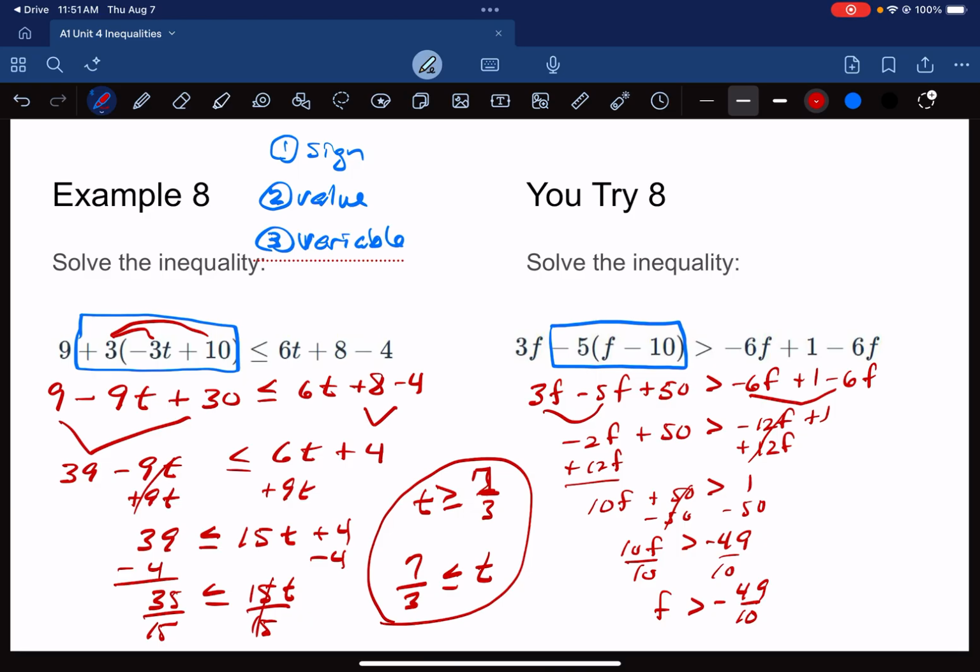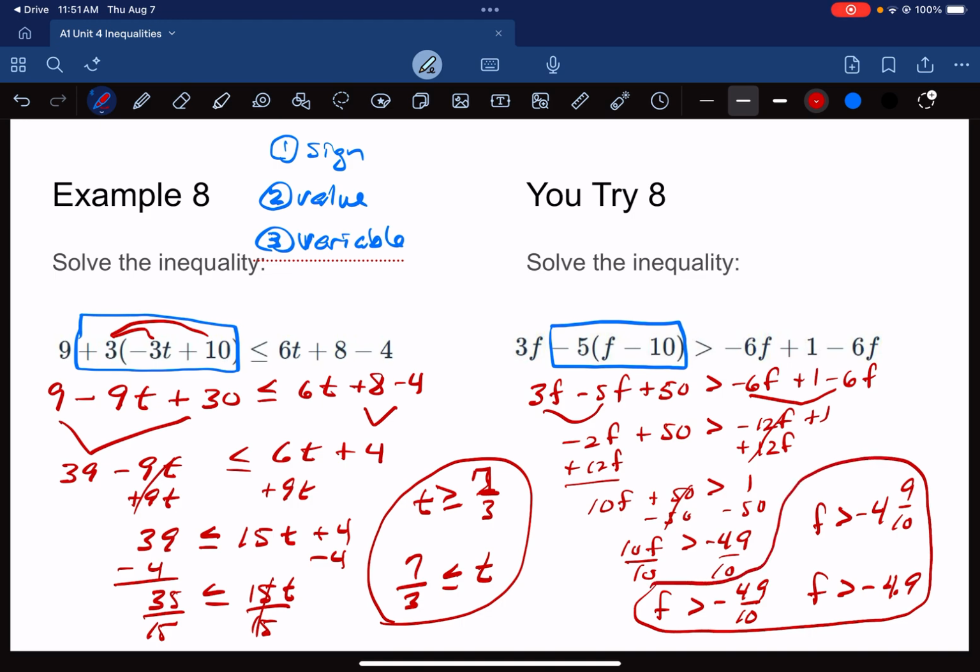If you wanted to switch that to a decimal, you could. That comes out nice. It's negative 4.9 if you want to divide that. But I don't know why students are reluctant to leave fractional answers. There's nothing wrong with those. You could also write as a mixed number, negative 4 and 9 tenths, like that. So these are all acceptable. Hopefully you got one of those.